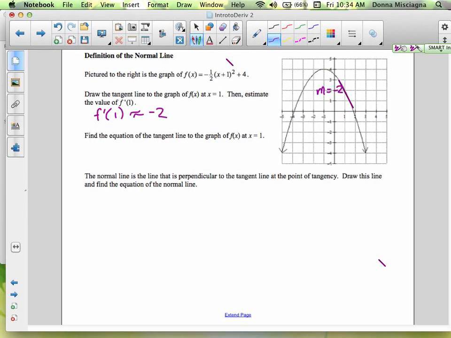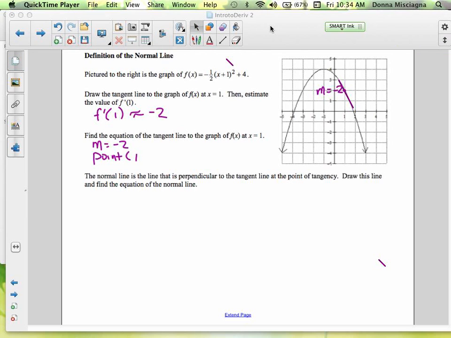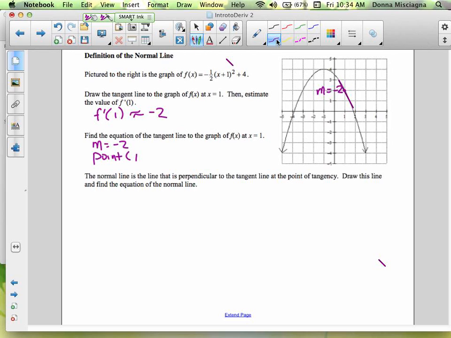Find the equation of the tangent line to the graph at x equals 1. All right, so of course we need the slope, which is negative 2. And we need the point. I need a point to be able to write the equation of a line. All right, so the x value is 1. If we look at 1, we have the point. I have a recording box here, so it's kind of hard for me to write. I'm going to move the box that you can't see. So that point is 1, 2.